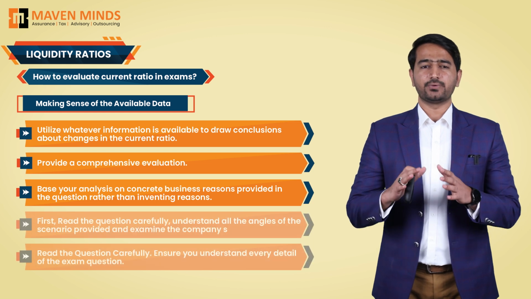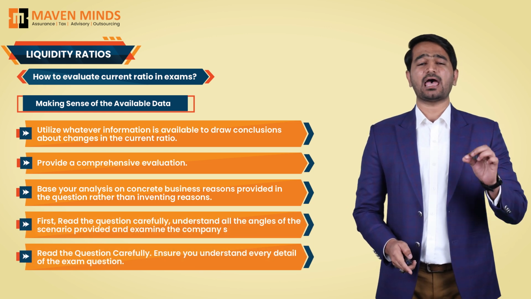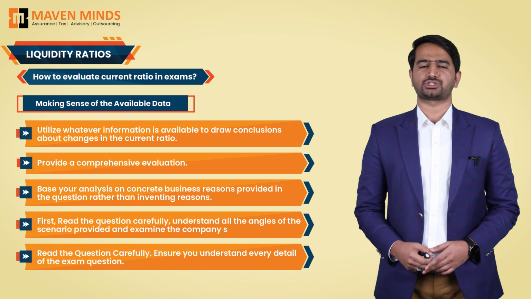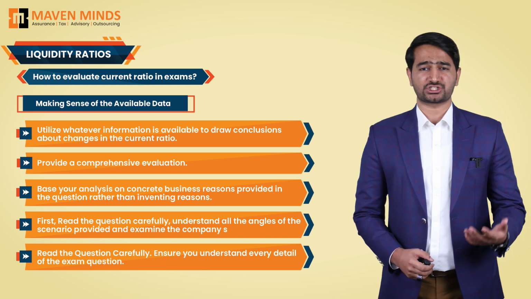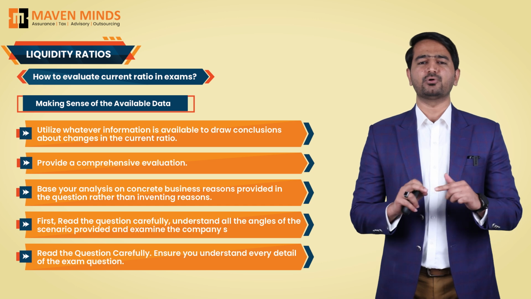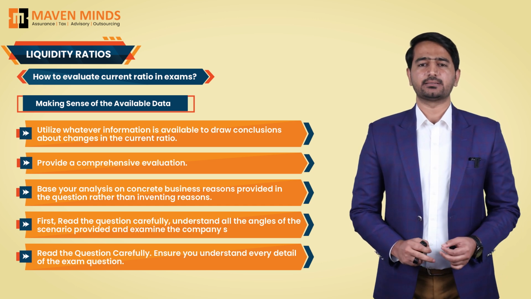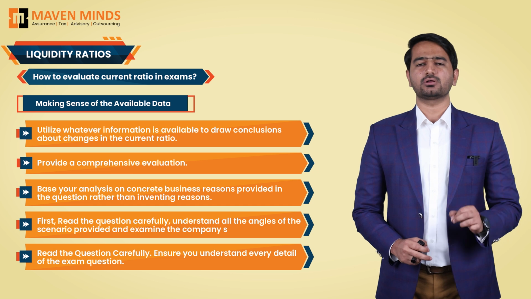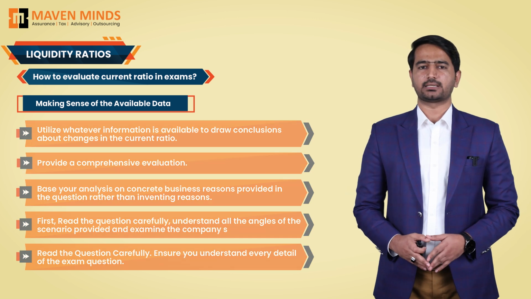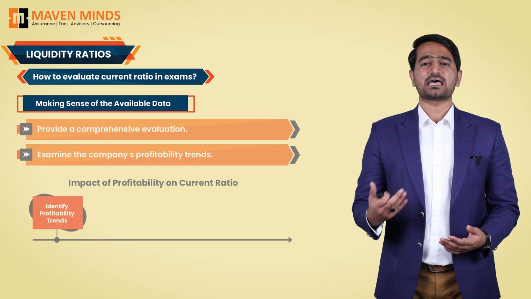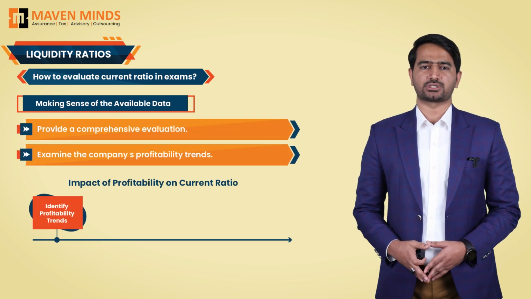First, read the question carefully. Ensure you understand every detail of the exam question. This will help you identify the logical business rationales influencing the movement in current ratio. Take your time to read slowly and thoroughly to understand all the angles of the scenario provided, and then examine the company's profitability trend as mentioned in the question.